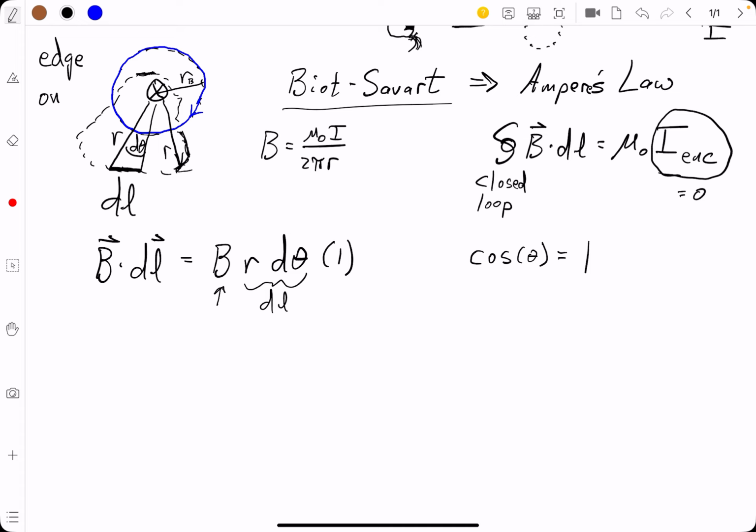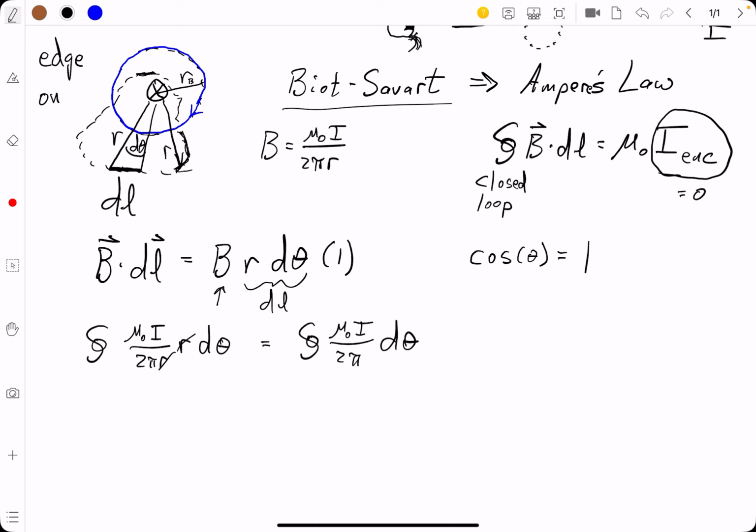We're going to do our integral. Okay, so here's our integral, the closed loop integral. So we've got our B, but I'm going to instead write B as mu naught I over 2 pi r, whatever it happens to be. And we're going to put our r here, and we're going to do d theta. Well, this r and this r cancel out, so we're left with a closed loop integral of mu naught I over 2 pi d theta.